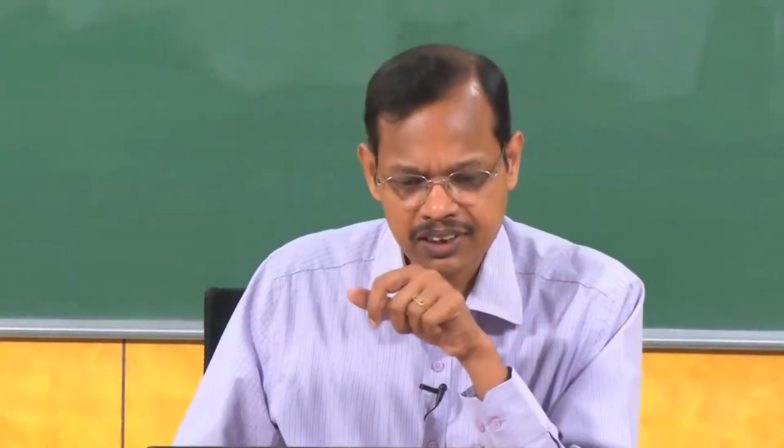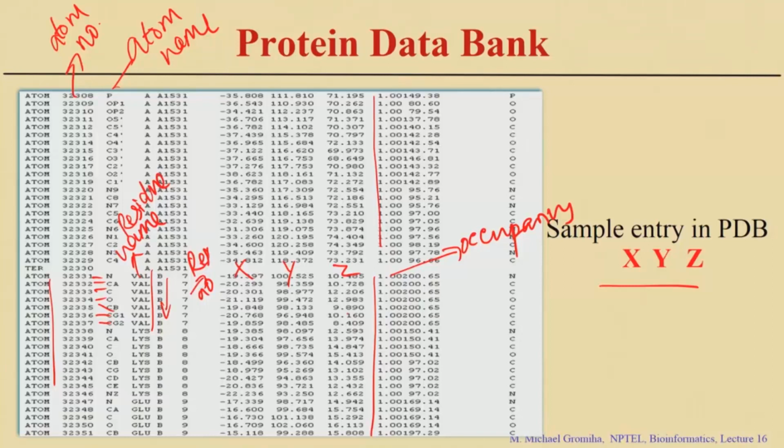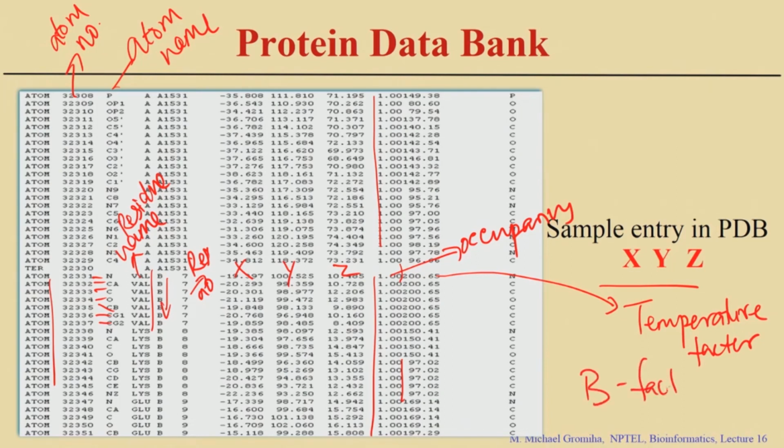Then these PDB structures have one more term. So, I will show you here. If we have the XYZ coordinates and the occupancy, then we have another term here, called the temperature factor. We can also call this the B factor. This will tell you the flexibility of each atom.